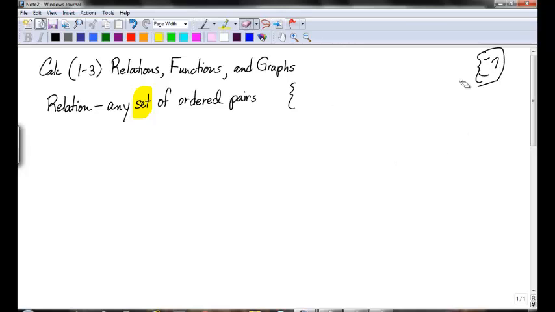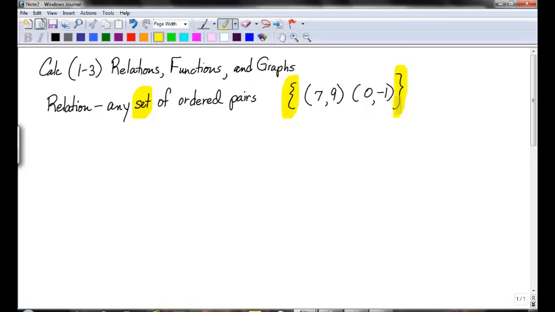Get creative. Okay, so I'm going to give you a set of ordered pairs. The ordered pair is 7, 9, and the ordered pair is 0, negative 1. But you have to have the braces for the set notation.